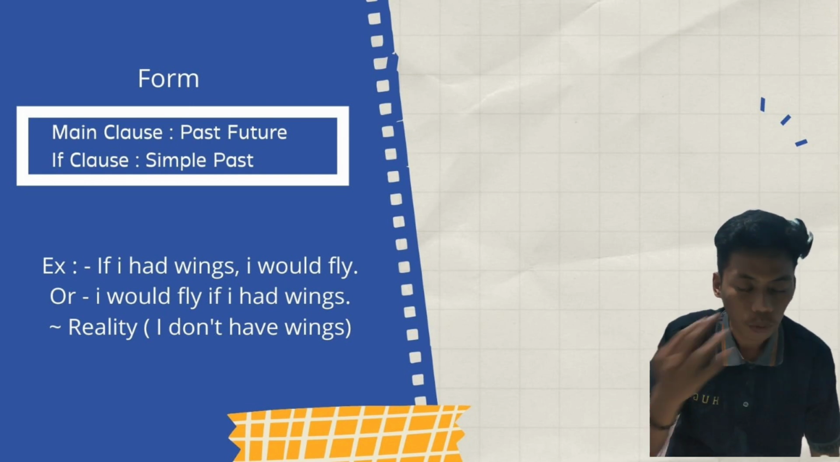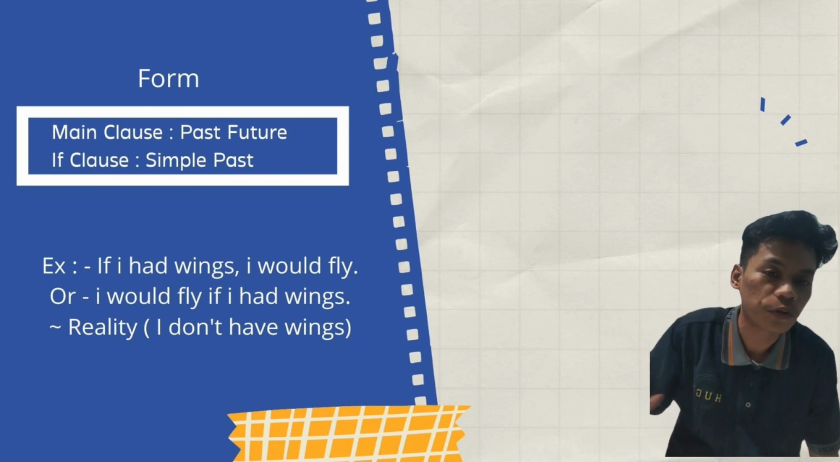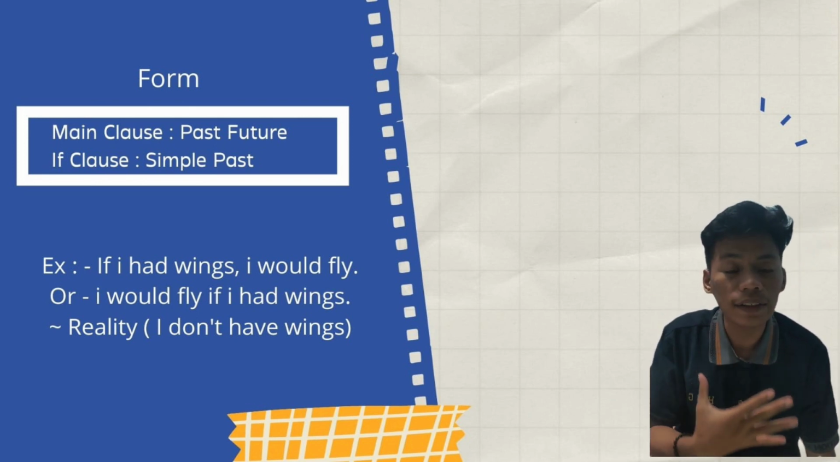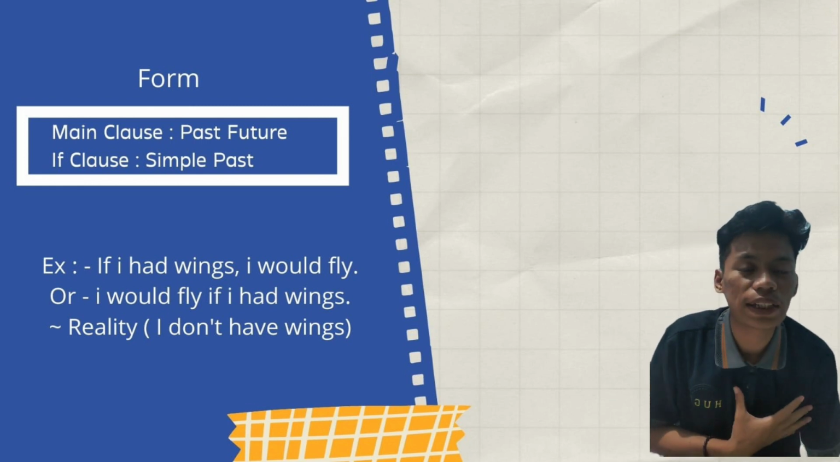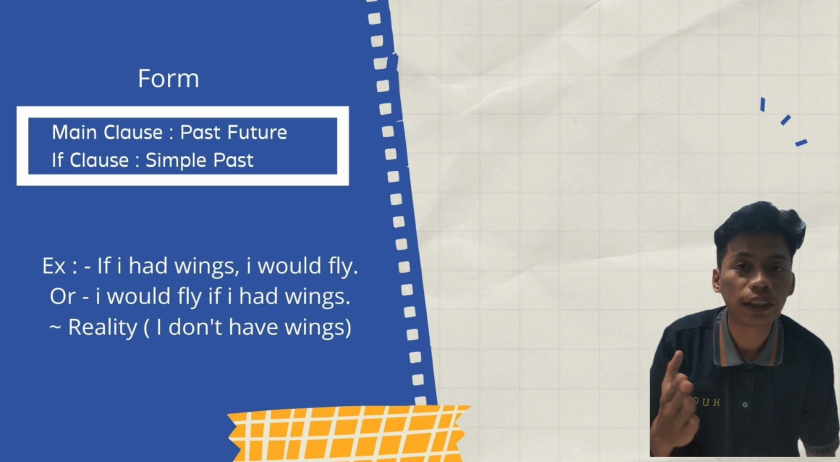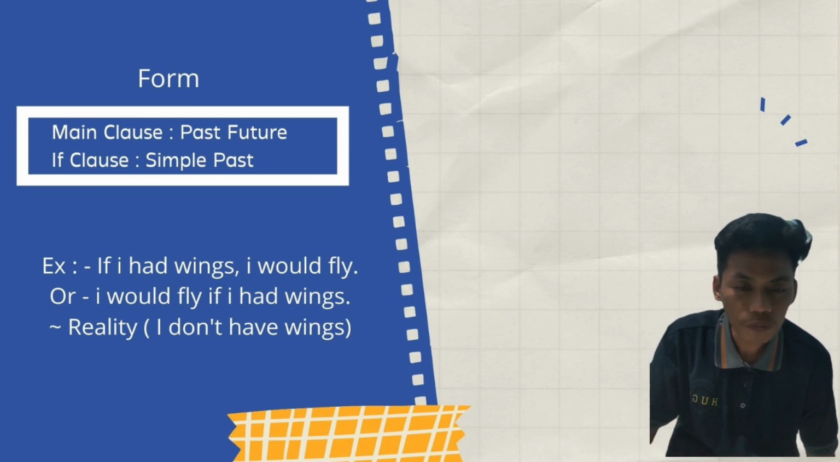It means if I have wings, I will fly, I will fly to the sky, of course. But in reality, I don't have wings, so I can't fly. It means that it is contrary to reality.